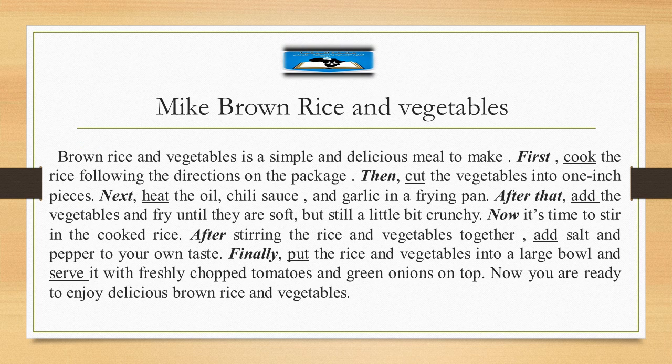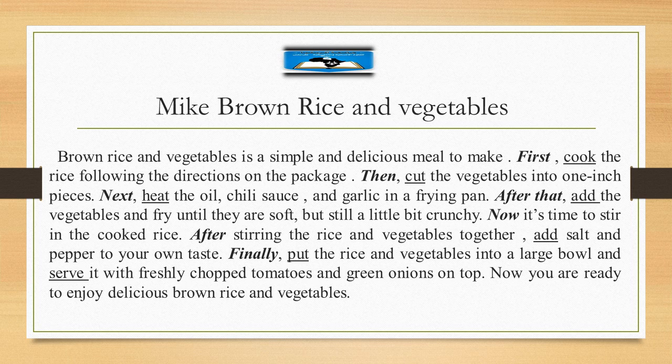Okay, let's look at an example here. It will be so much clearer. Make brown rice and vegetables. Okay? Brown rice and vegetables is a simple and delicious meal to make. This is my topic sentence, or this is the introduction, or this is how to introduce the process. First, cook the rice following the directions on the package. Cook the rice following the directions on the package.